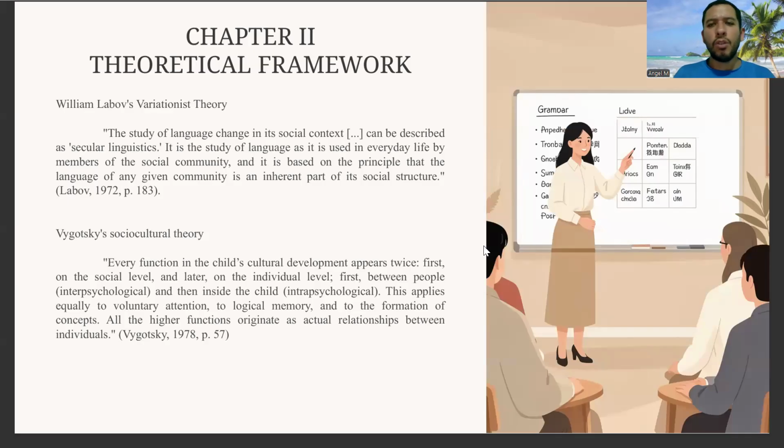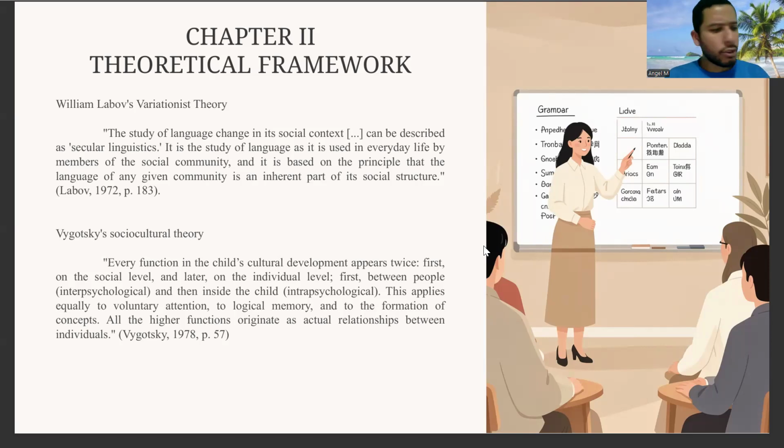The second theory is William Labov's variation theory. The study of language change in its social context can be described as sociolinguistics. It is the study of language as used in everyday life by members of the social community and is based on the principle that the language of any given community is an inherent part of its social structure.